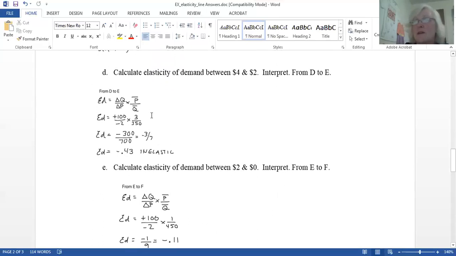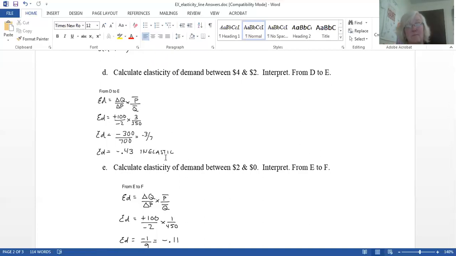And when I multiply the top, multiply the bottom, I get negative 3/7. In terms of the decimal equivalent, that's negative 0.43. Okay, now this absolute value is less than 1. 0.43 is less than 1. So I'm going to slap on the label inelastic. Inelastic. And again, the absolute values of the elasticity of demand are continuing to shrink.